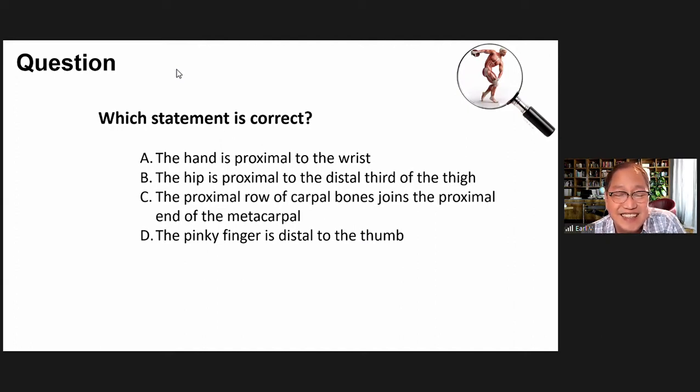Distal. Yes. So this statement is incorrect. It should be distal. B, the hip is proximal to the distal third of the thigh. The hip is proximal to the distal third of the thigh. Tricky, no?